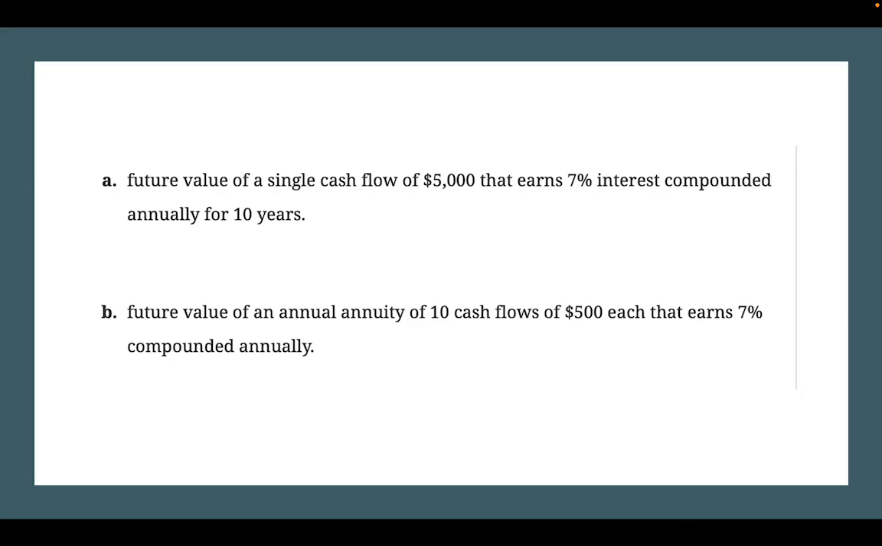In part B, this is also a future value, but this is an annuity because now the calculation is for 10 cash flows of $500 each, meaning each year for 10 years and earns 7%. So we have the same I and the same N. We have an I of 7% and an N of 10 years. So we have the same percentage and N coming out of the table. The factor is going to be different though, because now we're looking at the future value of an annuity table.